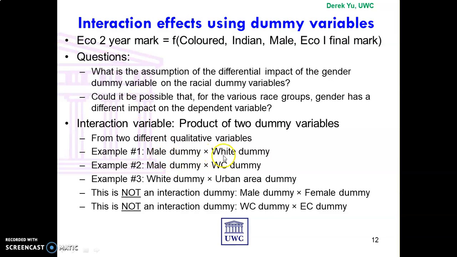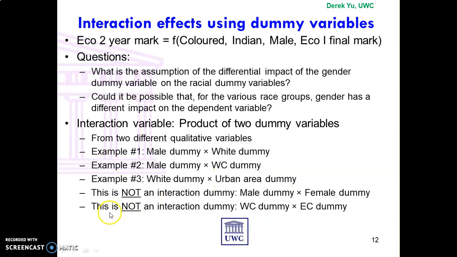So this is the first example. Male dummy times white dummy. It is correct as an interaction dummy because the male dummy is derived from gender. The white dummy is derived from ethnicity. Example 2, it makes sense. This is an interaction dummy because male dummy is derived from gender. Western Cape dummy is derived from province.